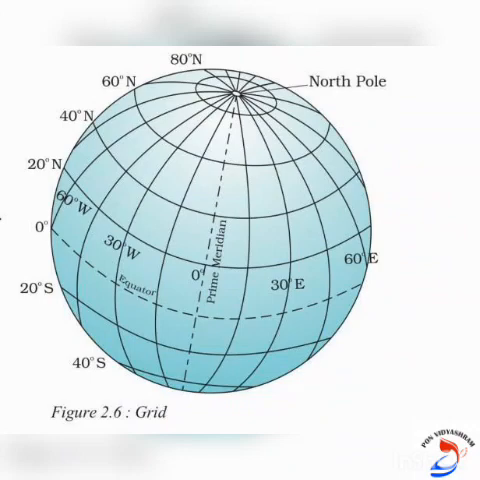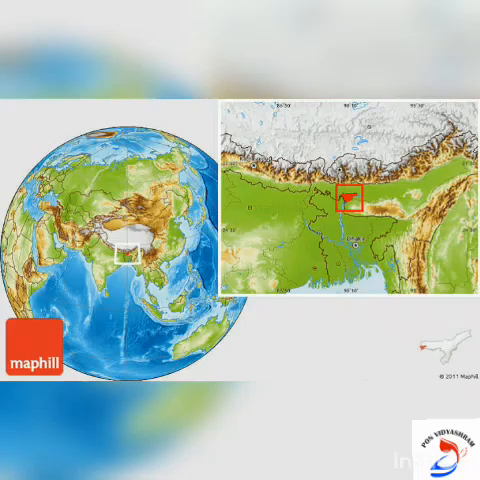Here is an example. Dhubri in Assam is situated at 26° north latitude and 90° east longitude. Find out the point where these two lines cut each other. That point will be the location of Dhubri.